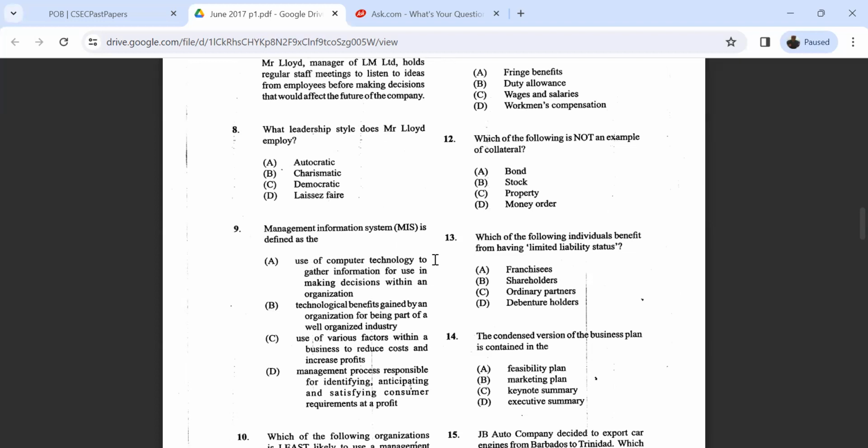Number 12. Which of the following is not an example of collateral? Something you cannot use as collateral. You all know what collateral is? What's collateral? In case they break the contract, you have something, you're using something as security. So if they break the contract, you keep whatever they are using as security. So which things can they use as collateral and which ones can't you? In order to know, you have to know what each of those things are. Stock and property should be pretty easy. But what is a bond and what is a money order?